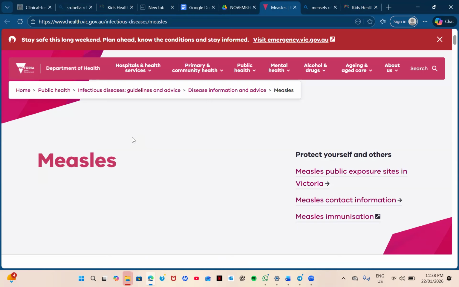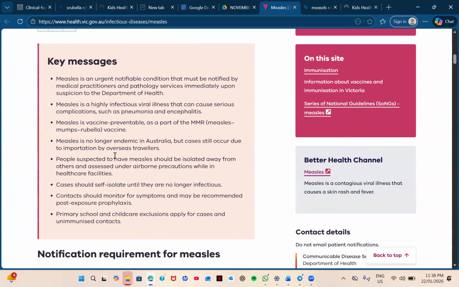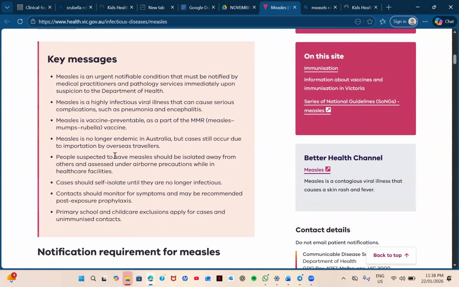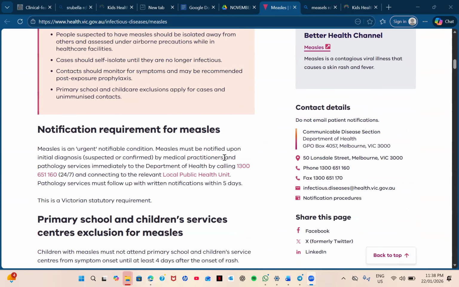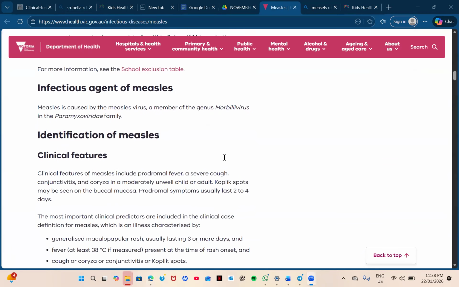So, what are the features of measles? Tell me, what are the features of measles? What is the causative agent of measles? Tell me. Okay. Measles, you should know it's a notifiable disease. Okay, it's a notifiable disease.